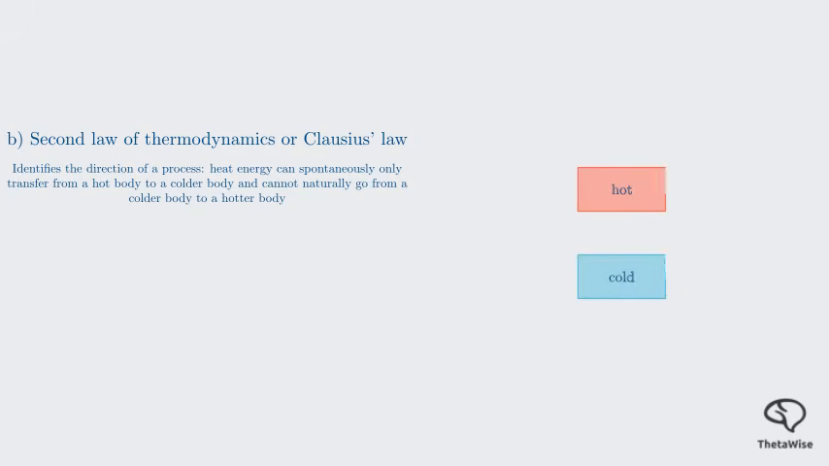This diagram perfectly illustrates the law. Heat transfer from hot to cold is a natural process indicated by the check mark. Heat transfer from cold to hot is not spontaneous, indicated by the X. This simple law has profound consequences. It explains why heat engines can never be 100% efficient and why perpetual motion machines are impossible. It places a fundamental limit on how much useful work can be extracted from heat.